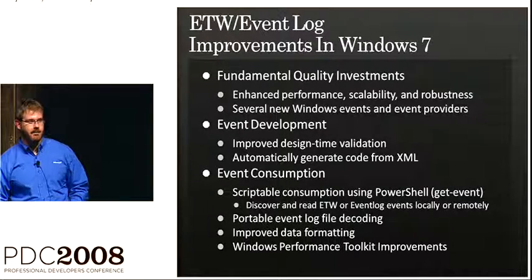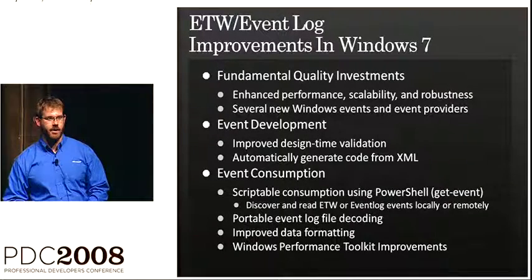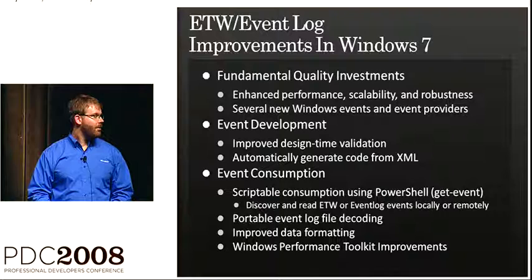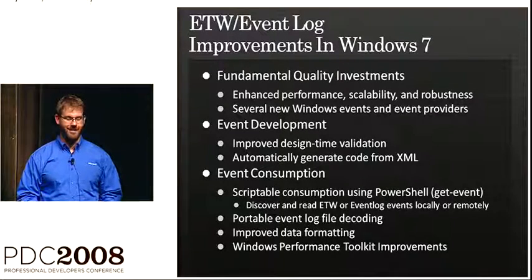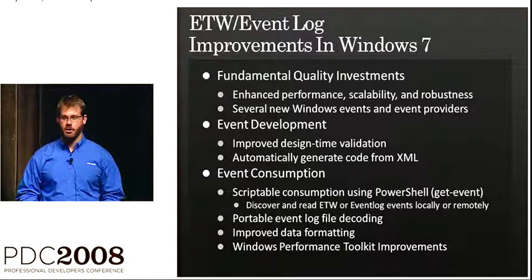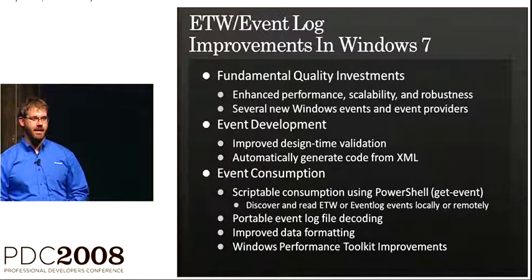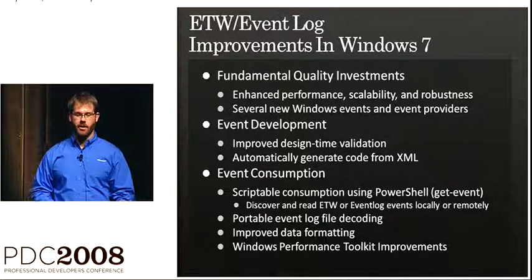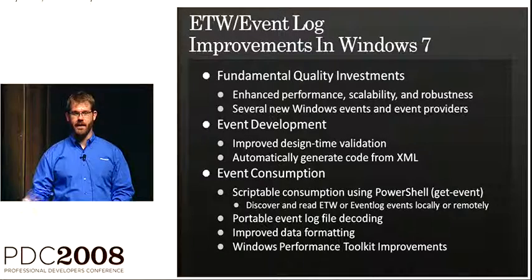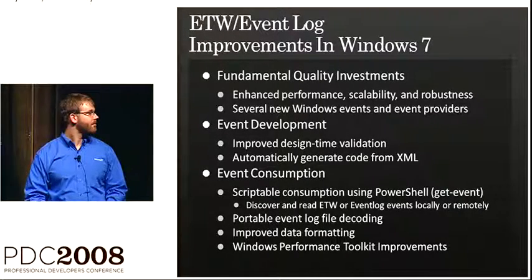And then we've made improvements along the lines of event consumption. We've improved the speed at which our real-time consumers work. We have improved the ability to open and process event files. Some of our tools actually work twice as fast now on Windows 7. We've also added the ability to portably decode event files. So if I log a set of events on a Windows Vista machine, I can transfer that file over to a Windows 7 machine and view those events without losing any data.